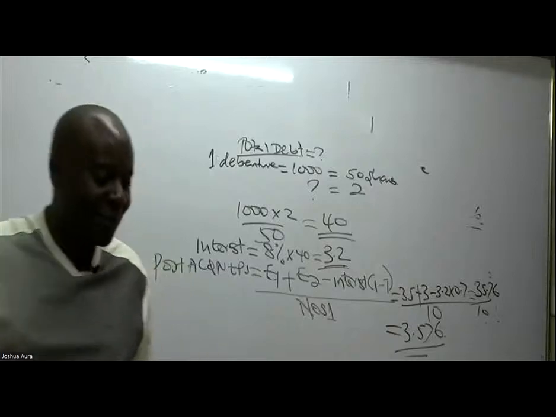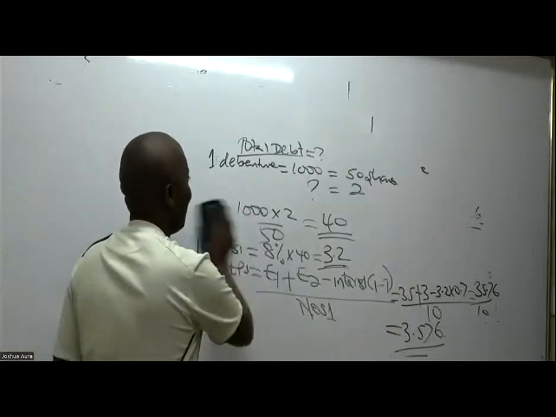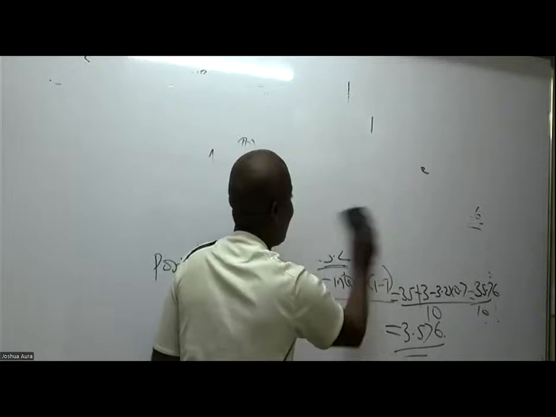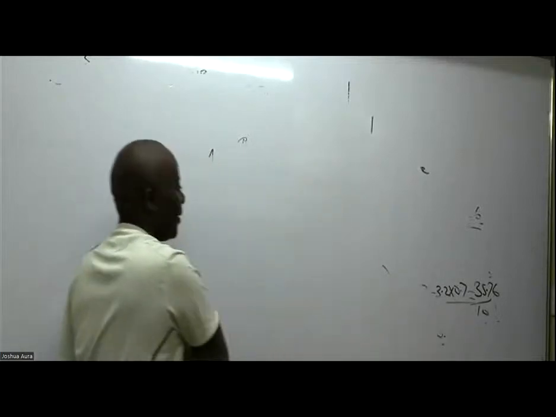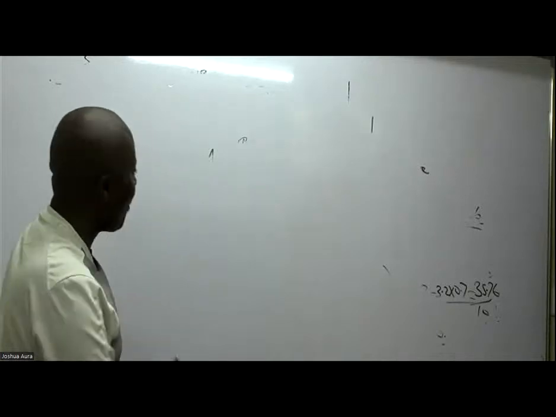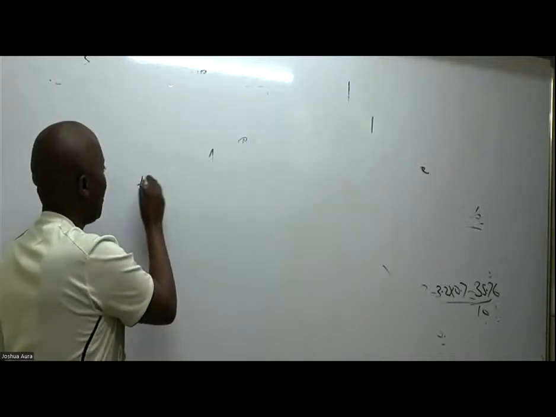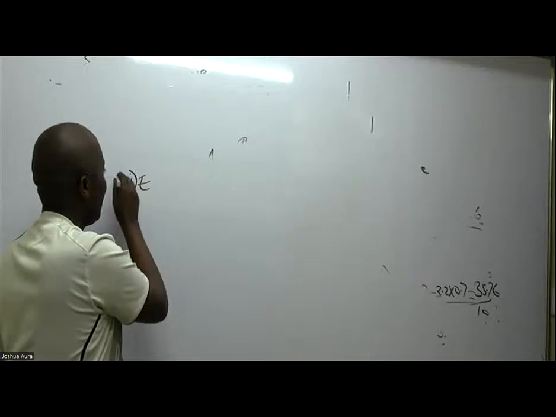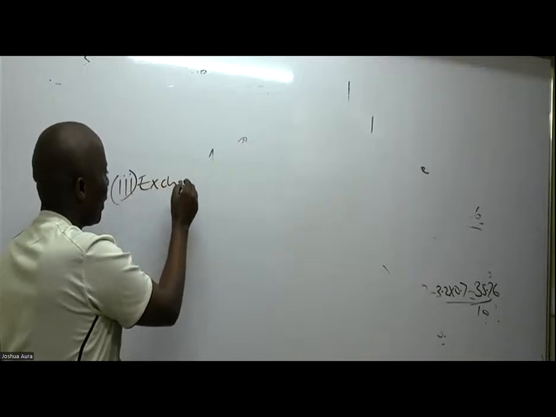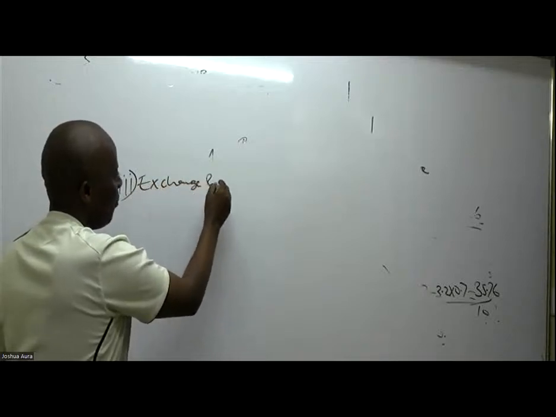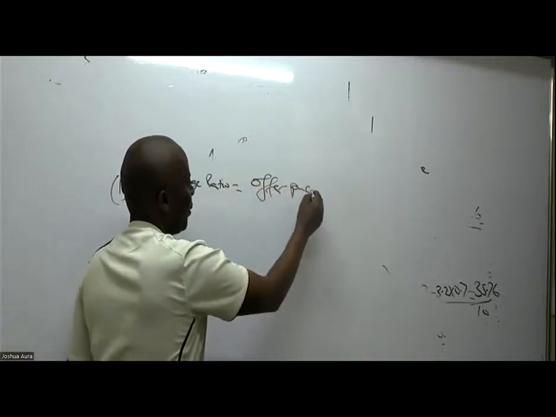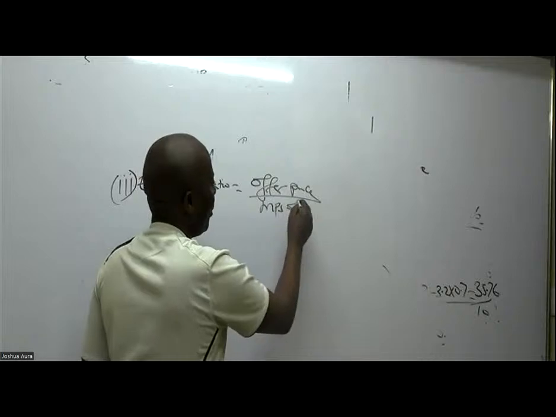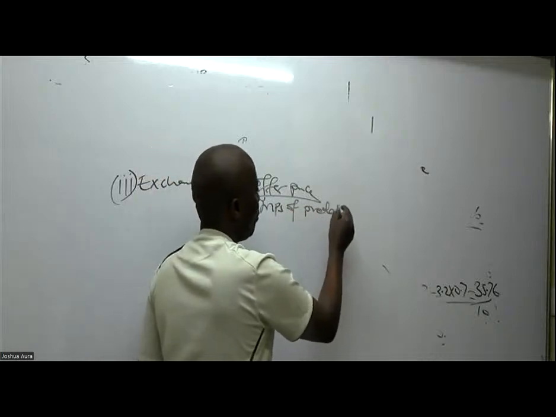When there is an offer price being given, the first thing, ladies and gentlemen, that we need to do is to calculate the exchange ratio. Somebody is telling me, Mwalimu, number 3 was not done. So calculate the normal exchange ratio for us. This will be the offer price over MPS of the producer.